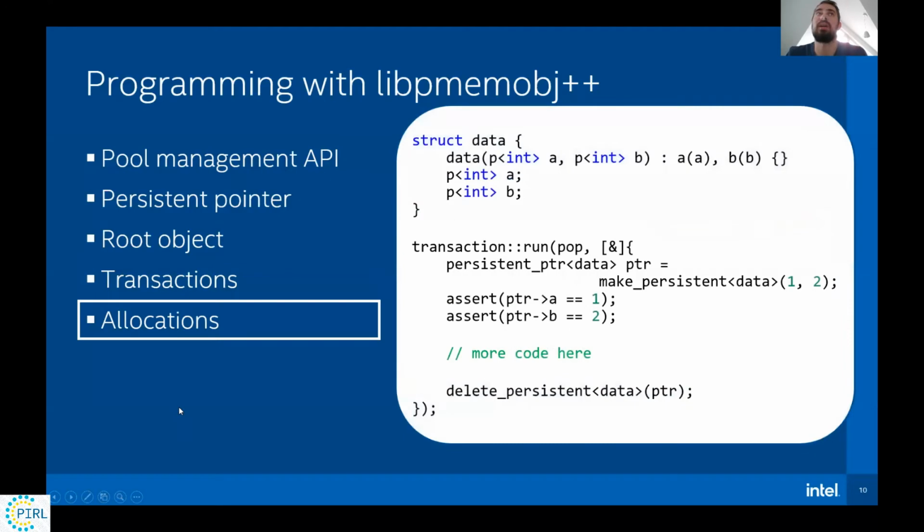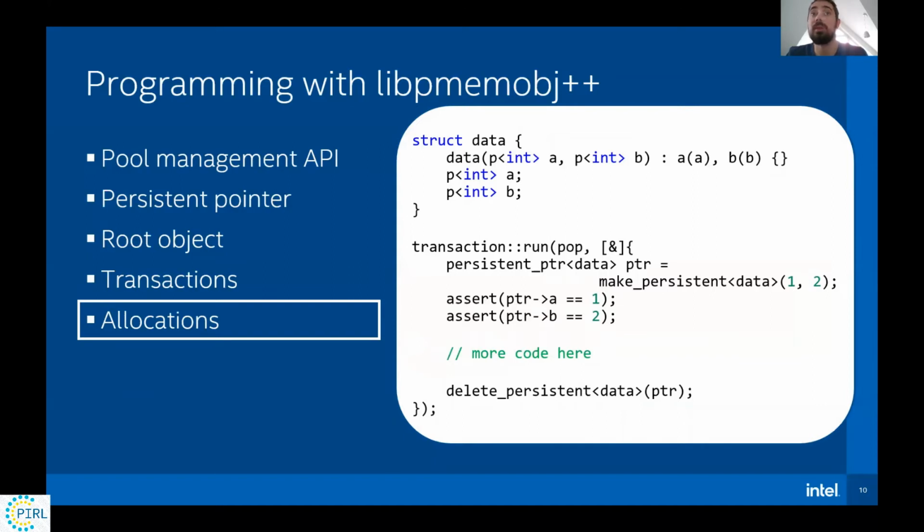And we also have allocations in libpmemobj. We have written our own allocator from scratch. It is PMEM aware. It is designed to perform best with PMEM and keeps fragmentation issues in mind. The API looks like in this code snippet. We have a function make_persistent. The syntax is similar to std::make_shared. The allocation must be called inside a transaction scope.